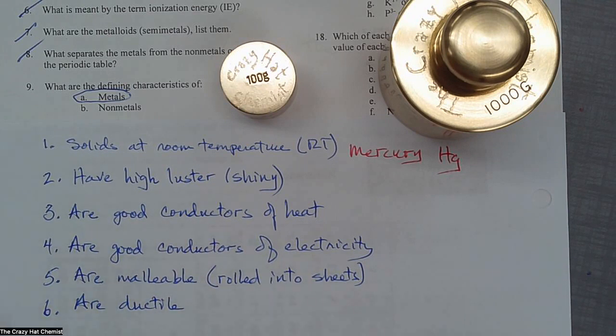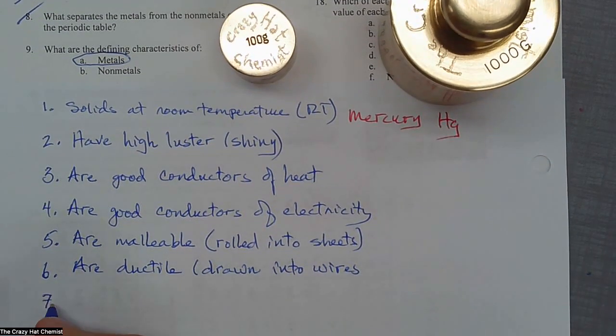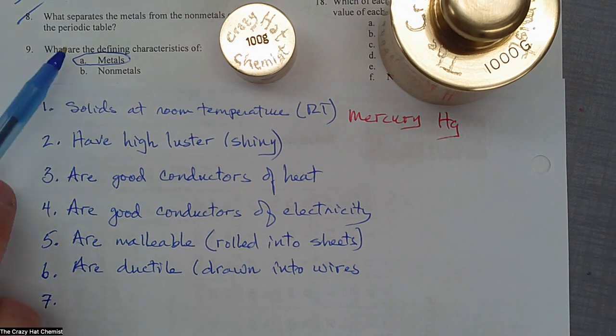That means they don't quack like a duck. No, that means that they can be drawn into wires. And I'm hoping you're familiar with any kind of metal, copper wire, for example. That's a perfect example of something that's copper. That's a metal.